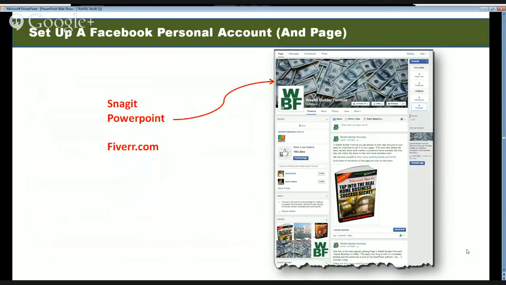Now's a good time for you to get Snagit and PowerPoint. Snagit is really inexpensive. It's about $39. It may vary. You can find it on the Wealth Builder Formula, mywbfacademy.com, in the resources section. Just click on it and you'll be able to buy it from Amazon. We've tried to make it as easy as possible.